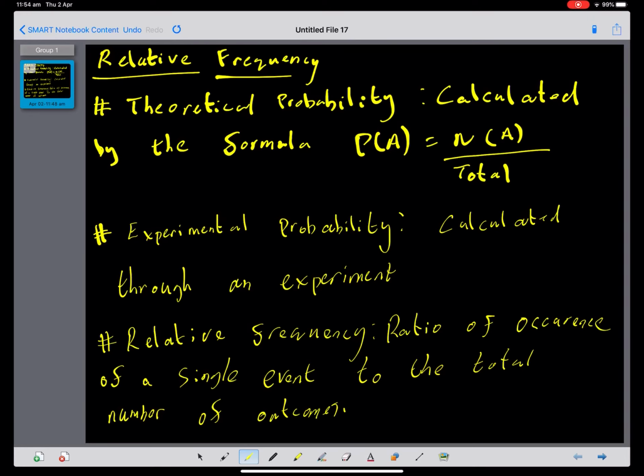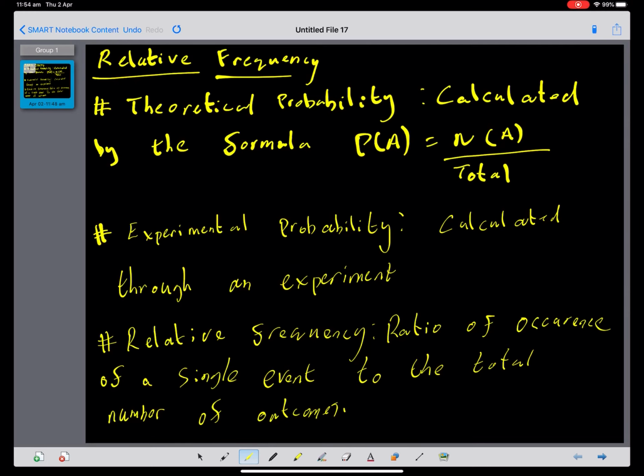In this video, we're going to look at relative frequency. Relative frequency is closely related to experimental probability. I've just got three definitions here. If you can familiarize yourself with these definitions, it will help you in the questions which are coming up. Okay, so let's go through these.